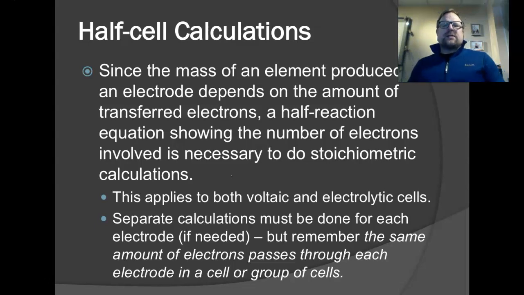So, since the mass of an element produced at an electrode depends on the amount of transferred electrons, that's what Faraday's law is telling us, a half-reaction equation showing the number of electrons involved is necessary to do our stoichiometric calculations. So there is that half reaction that we're going to need to have. So really what you should be doing at these points is dealing with these half reactions rather than dealing with a full net reaction, unless the question tells you otherwise.